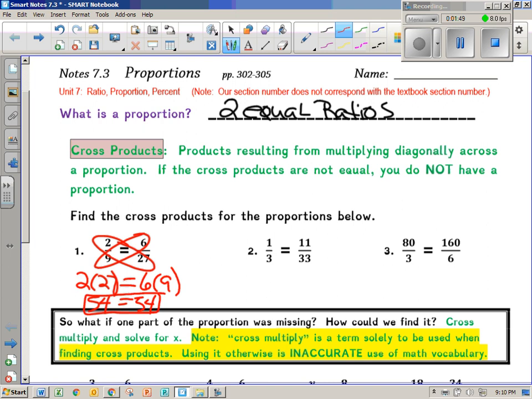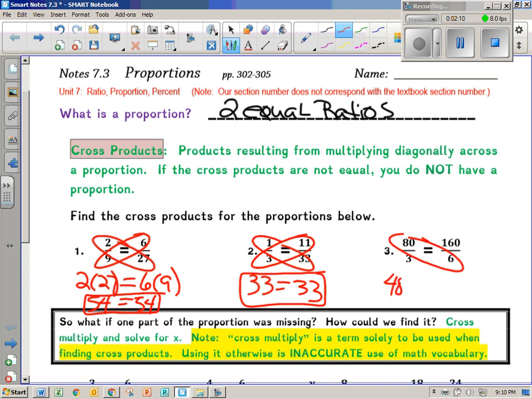If the cross products are not equal, then you know that your two ratios or fractions are not equivalent. So here when you cross multiply, you'll get 33 on both sides, right here. And on this one, 80 times 6 is 480. And 3 times 160 is also 480.